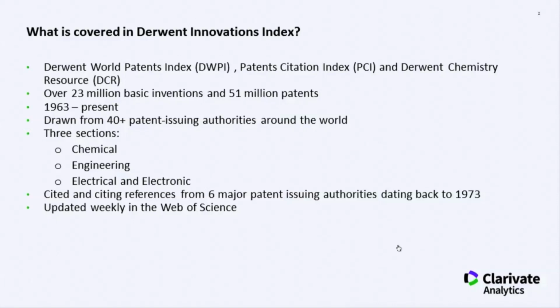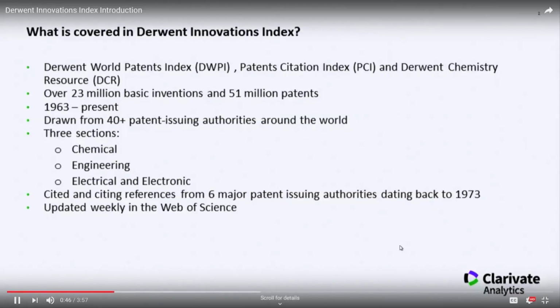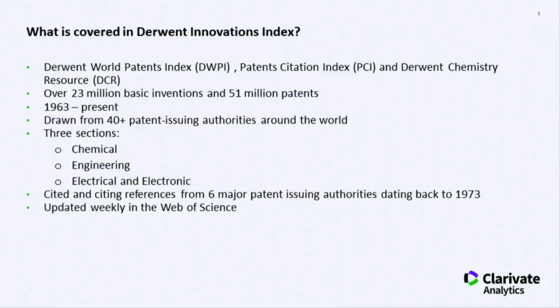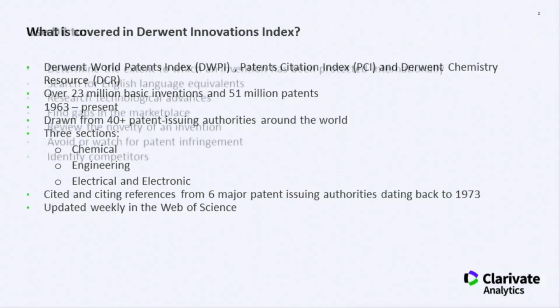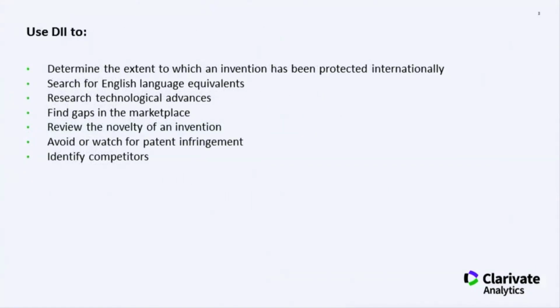For PCT, US, European, German, British, or Japanese patents from 1973 forward, the patent record will also display patents and articles cited by the inventor and examiner. This information can be useful for novelty searches and monitoring patent infringements. DII can be used to address a number of questions or tasks. Search the data to determine international patent protection for an invention. Avoid or watch for patent infringement. Research an area of technology and determine gaps in the marketplace where your organization might benefit. Or simply find English language equivalents for a patent that is originally in another language.